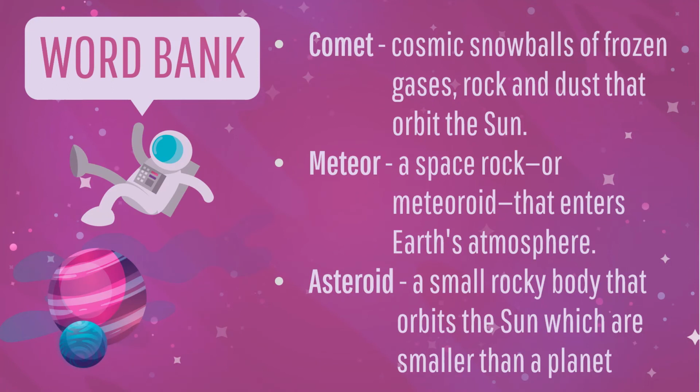Word bank. Here are some of the words that are used in this video lesson. Comet. Cosmic snowballs of frozen gases, rock, and dust that orbit the Sun. Meteor. A space rock or meteoroid that enters Earth's atmosphere. Asteroid. A small rocky body that orbits the Sun, which is smaller than a planet.